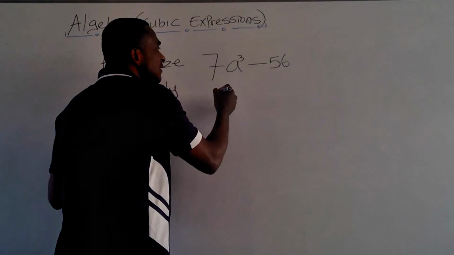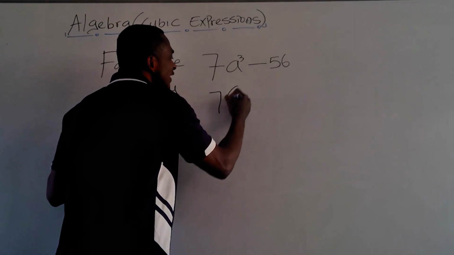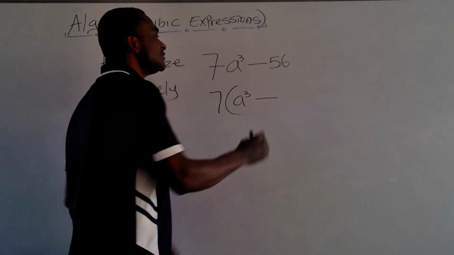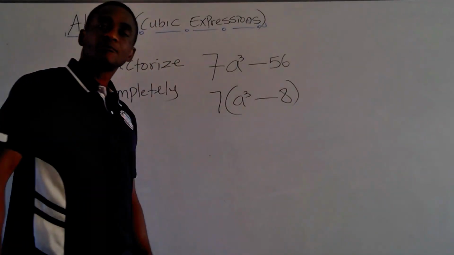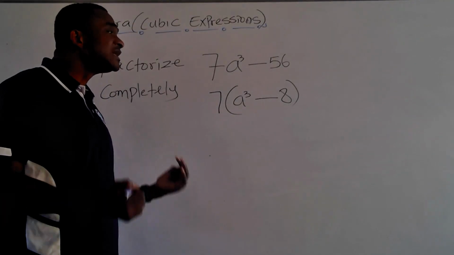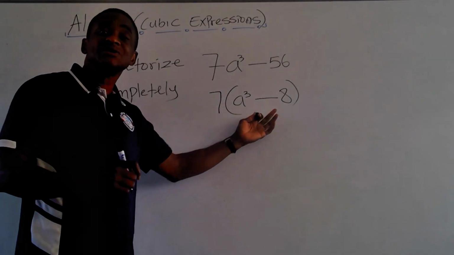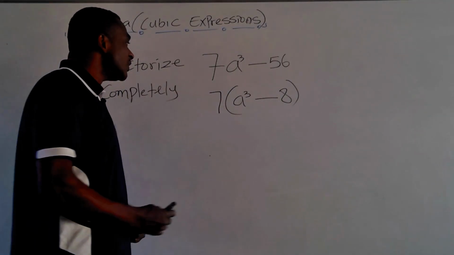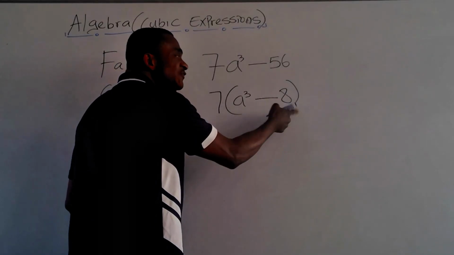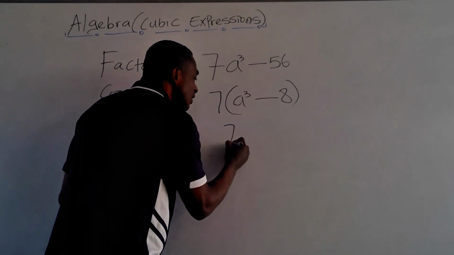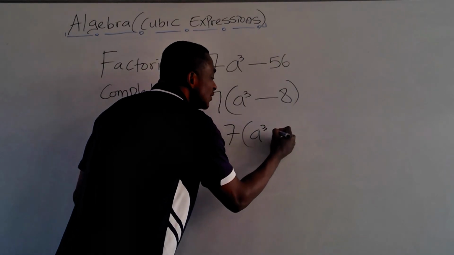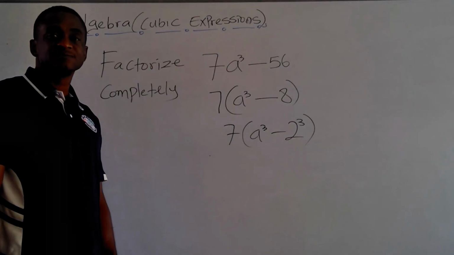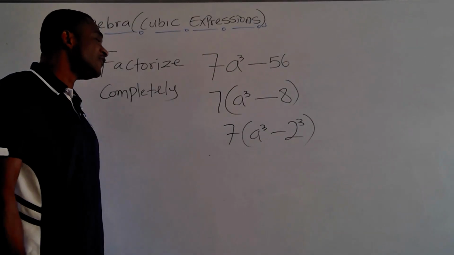Do we have a common factor? Yes. 7 is the common factor here. It will give us 7 times a cubed minus 8, since 56 divided by 7 gives us 8. Now, since it says completely, we need to check our brackets and make sure that there is no form of factorization that can work there. So let's check. We have a difference of two cubes here, because 8 is 2 cubed. Now we know that we can factorize.